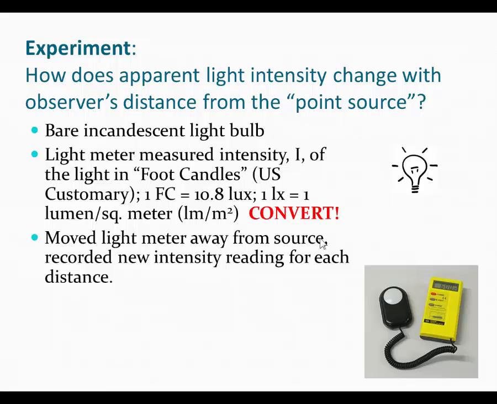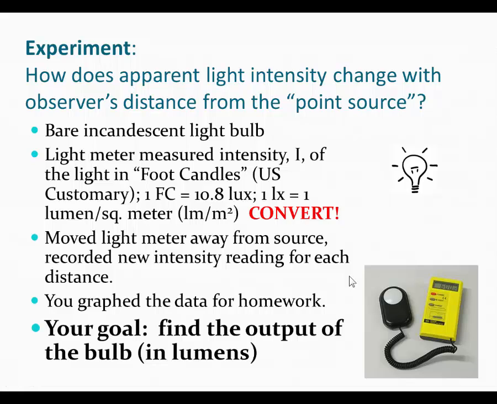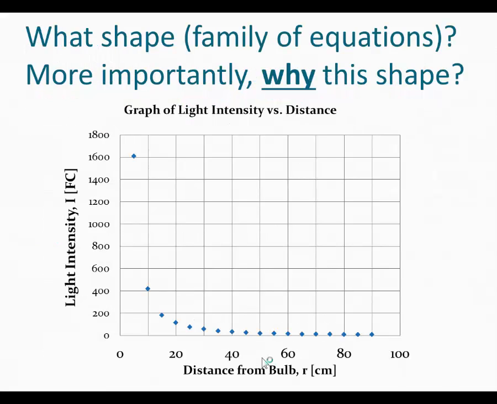That's fine. So what we did is we took our meter and moved it away from the light 5 centimeters at a time and took a new reading for each distance. And then you graph the data. Your goal is to use this data to find the output of the bulb in lumens. We're going to have to see if we can fit a model to that curve. We can calculate what this number of lumens will be, and then look up in a chart to see what type of light bulb provides that many lumens, and you should be able to tell me the size of the light bulb I used.